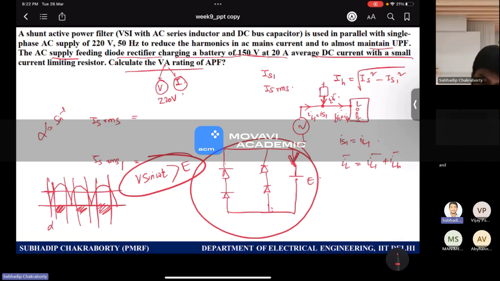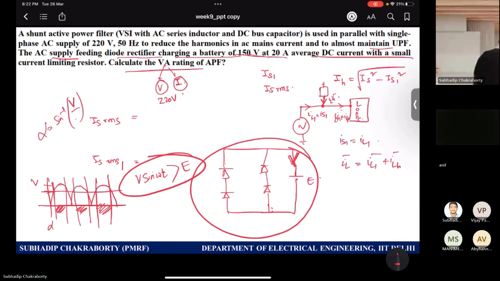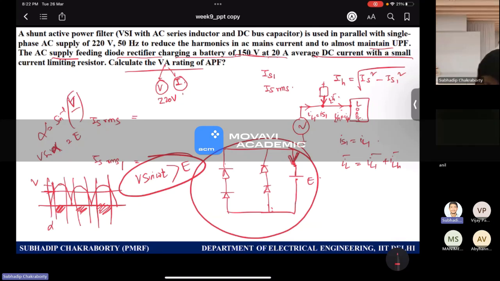So for that, if this is the alpha angle where the intersection is happening, alpha is sine inverse of E by V, because you can derive it: V sine alpha is E. E is the battery voltage and V is the amplitude of the sine.